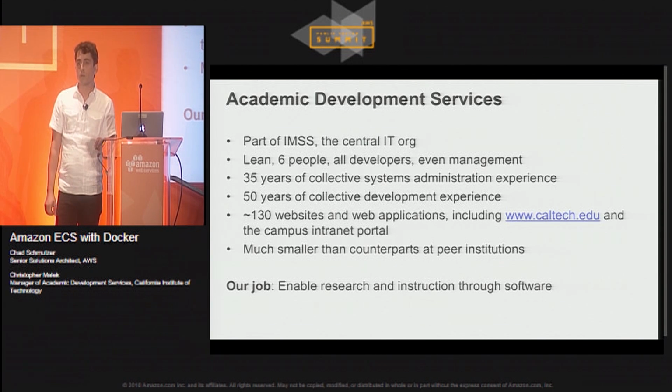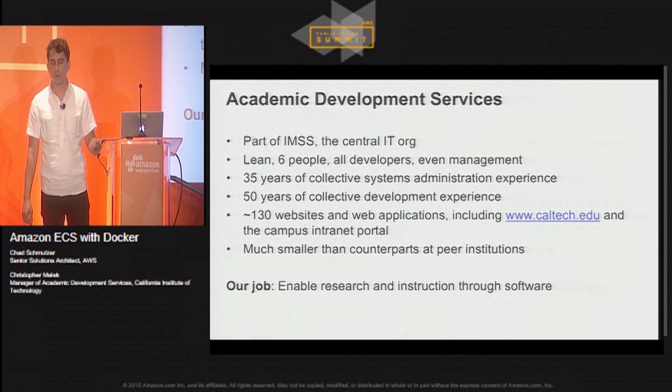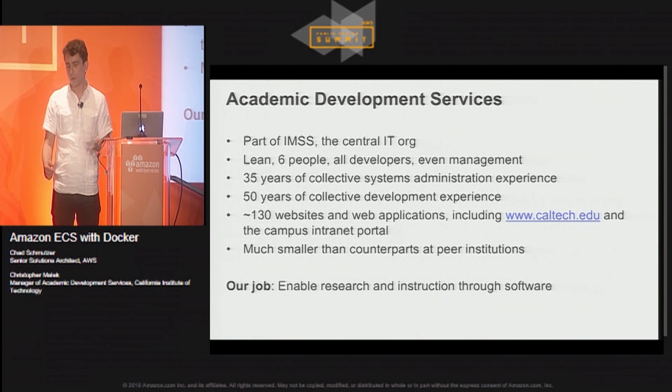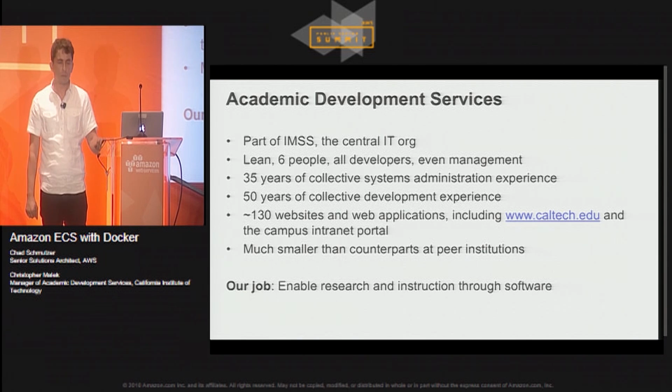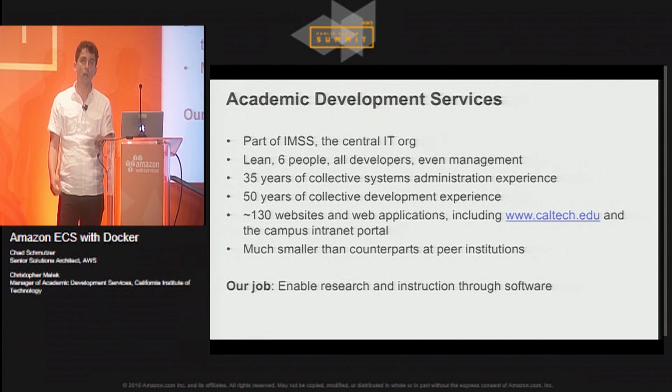We run a lot of services on campus, about 130 websites. That's about half the websites on campus. And we also run a lot of the web applications and some big things. We run the main campus website and the thing I'm going to talk to you about today, the campus intranet portal. My main job in our group is to help people solve their problems with custom software development or with cloud services.